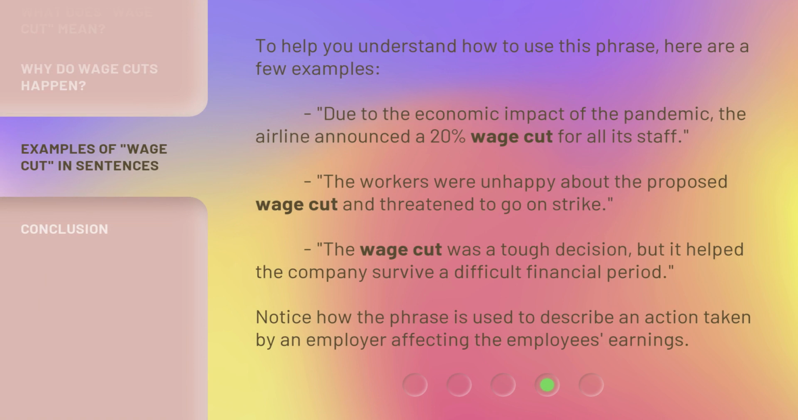To help you understand how to use this phrase, here are a few examples. Due to the economic impact of the pandemic, the airline announced a 20% wage cut for all its staff. The workers were unhappy about the proposed wage cut and threatened to go on strike. The wage cut was a tough decision, but it helped the company survive a difficult financial period. Notice how the phrase is used to describe an action taken by an employer affecting the employee's earnings.